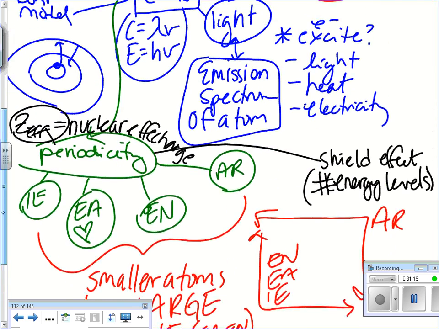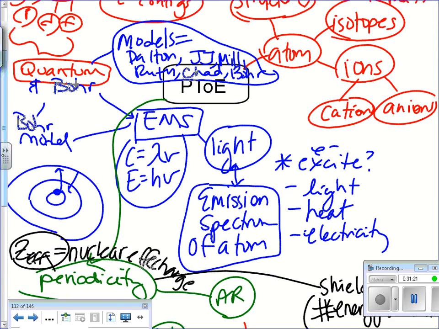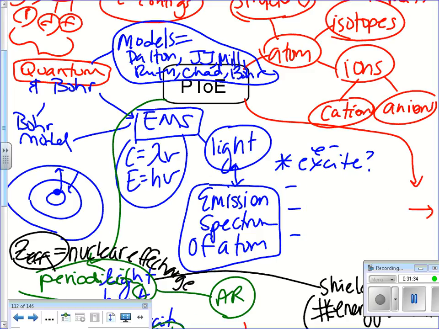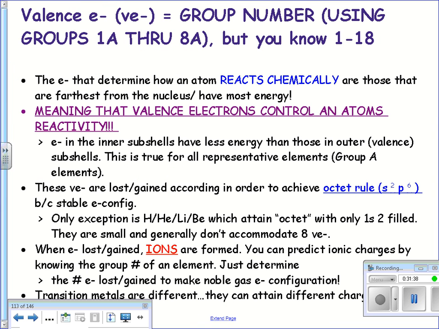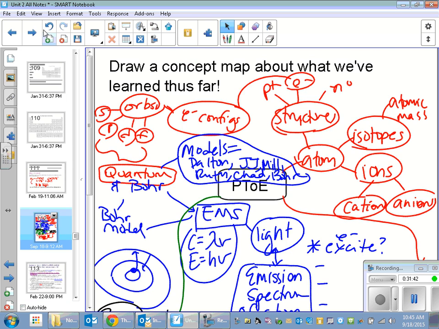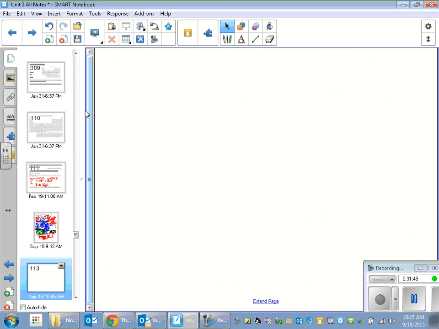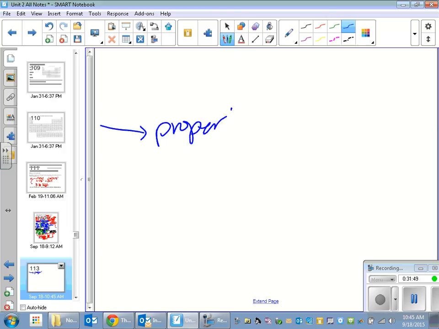So the periodic table, where's that periodic table? PTOE. I'm going to put another line in red over here. I wish I could move sideways. Okay, here we go. Moving sideways. Okay. I don't have an extra page, so it's useless. Okay. So you told me trends. You told me continuation. I'm going to say properties.